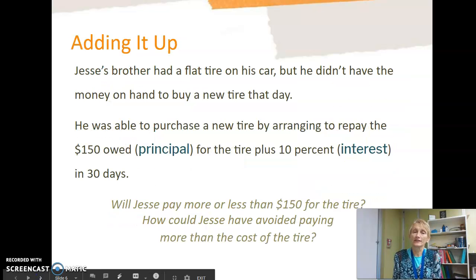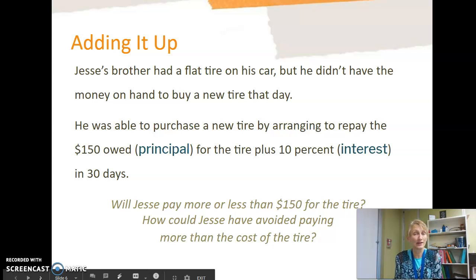All right, so Jesse's brother had a flat tire in his car, but he didn't have the money to buy a new tire that day, but he's gotta do something, right? So he was able to purchase a new tire for $150 plus 10% interest in 30 days. So will he end up paying more or less than $150 for the tire? I hope you said more. How could he have avoided paying more than the cost of the tire?